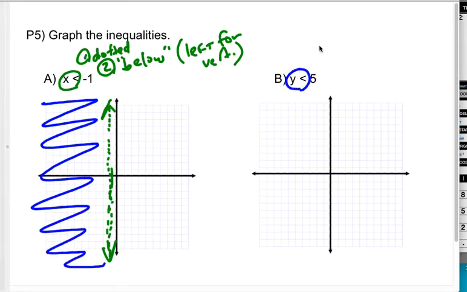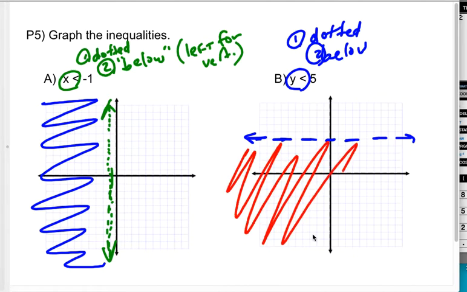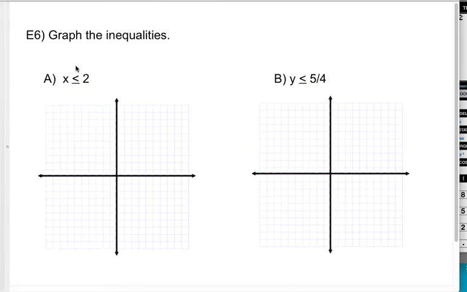For y is less than 5, it's going to be dotted, and it's going to be below. So here's 5. Go ahead and make my big obnoxious dotted line, which is much easier than the tiny dotted line. I should keep that in mind. The dashes are much easier, and I'm shading below, so that's going to be down here. Okay? Cool. Moving forward.